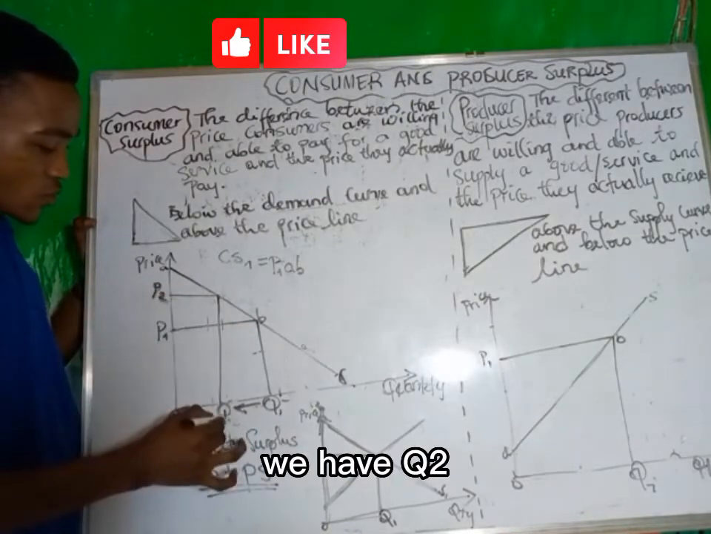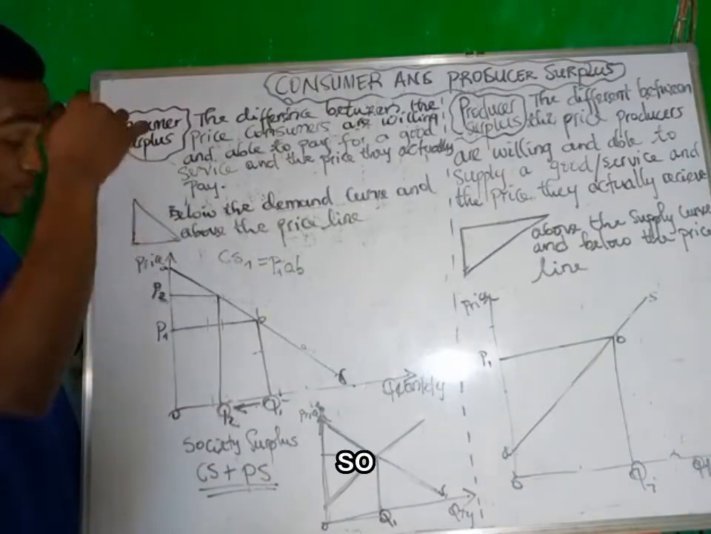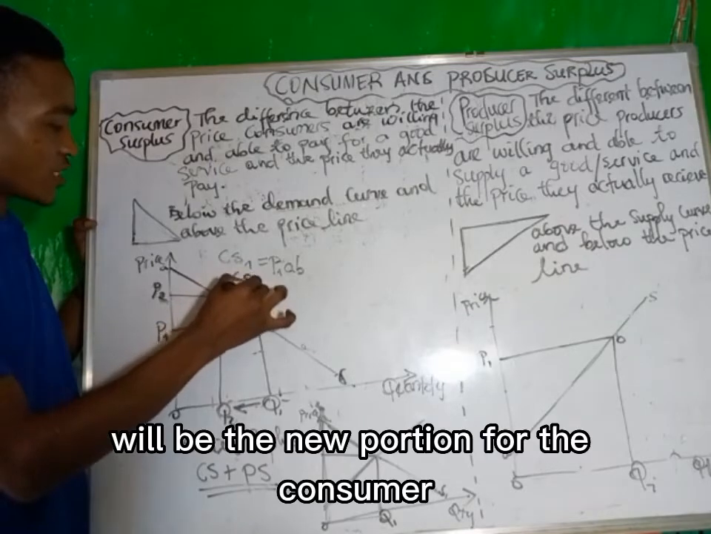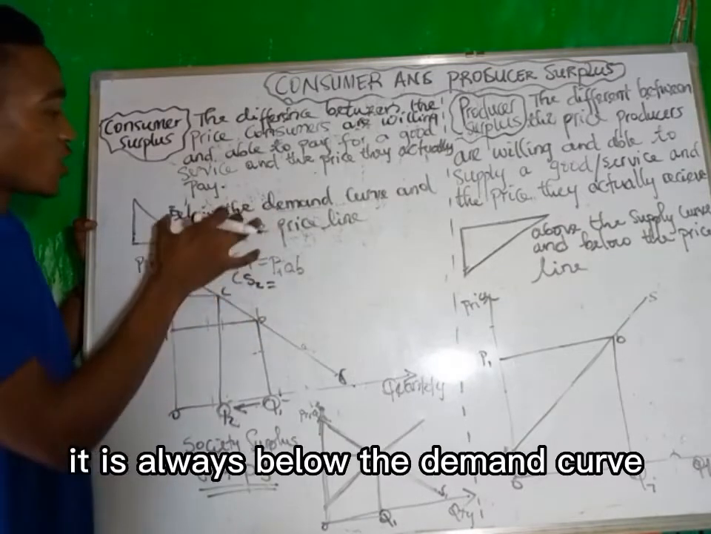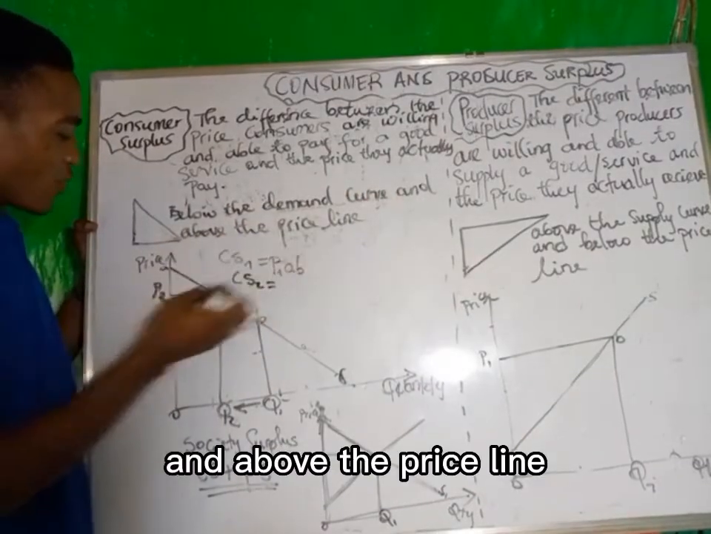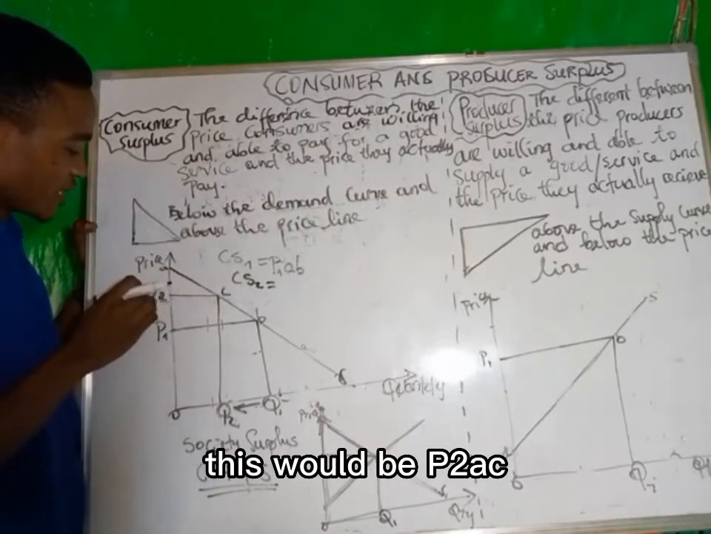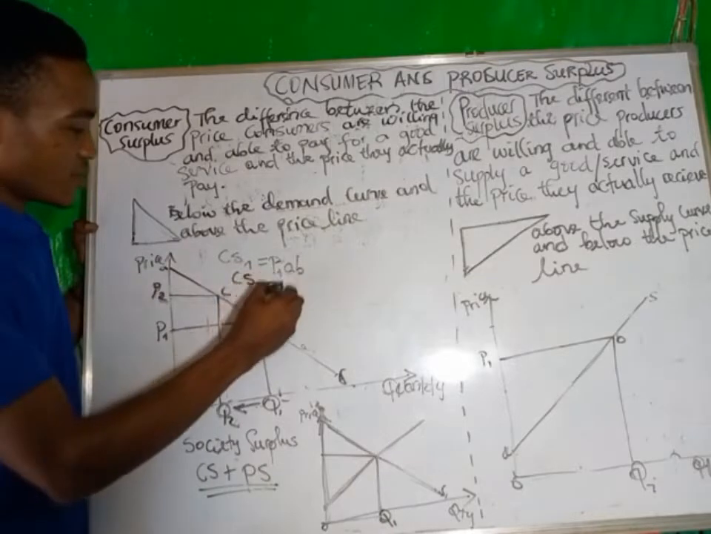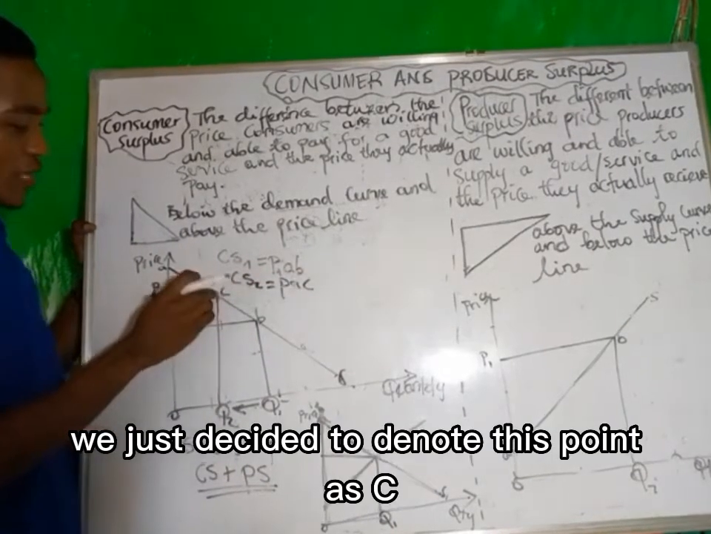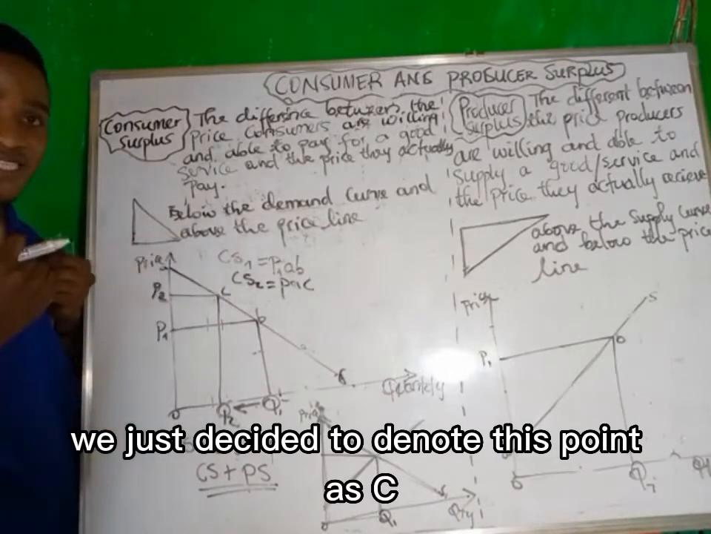We have Q2. So now the new portion for the consumer surplus will be, remember, it is always below the demand curve and above the price line. So this will be P2AC. Below the demand curve, P2AC. We just decided to denote this point as C.